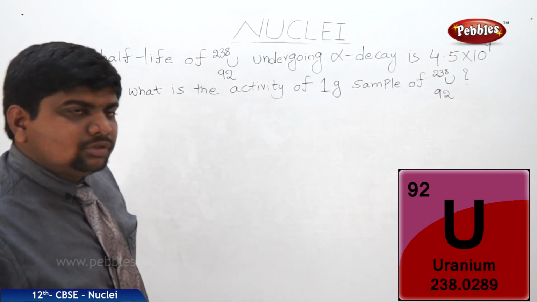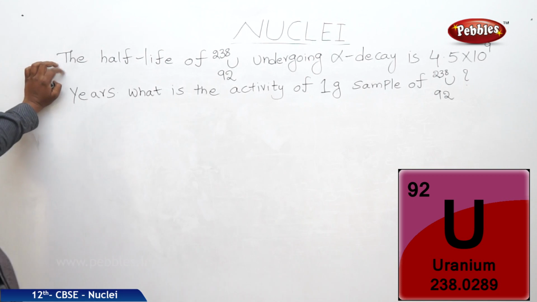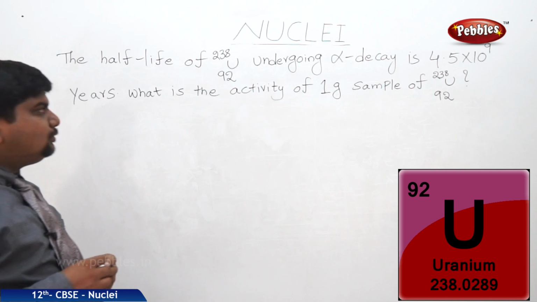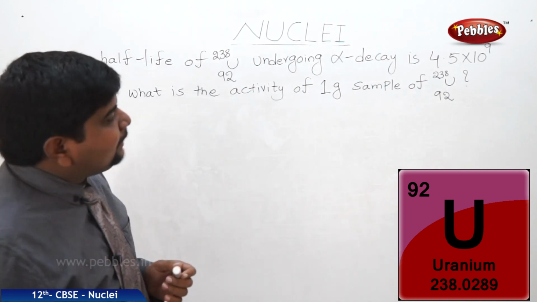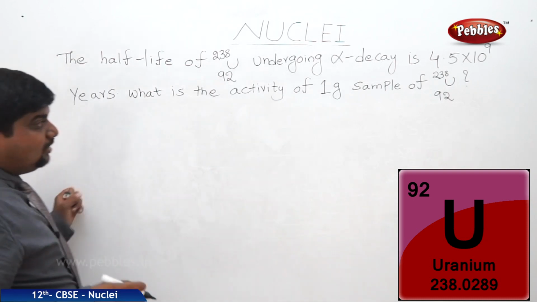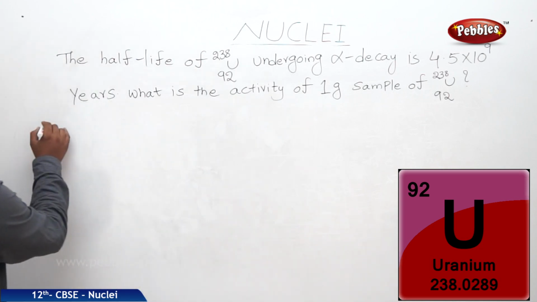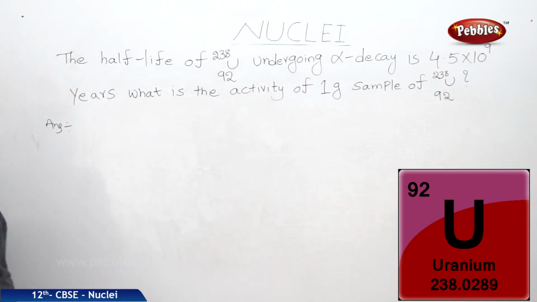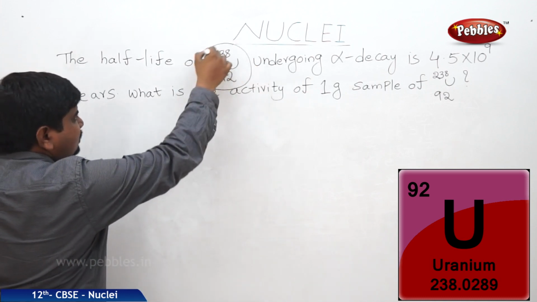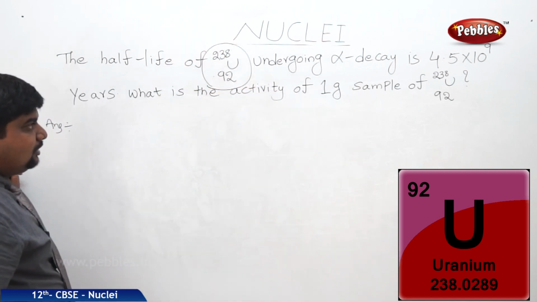Now we will see one problem which relates to the half-life and decays. Therefore, see the sample of uranium. The problem gives like this: the half-life of a 92 uranium-238 undergoing alpha decay is 4.5 into 10 to the power of 9 years. What is the activity of a 1 gram sample of 92 uranium-238? First of all, you should write what is the quantities given in the problem. 92 uranium-238 is going alpha decay, and its half-life is 4.5 into 10 to the power of 9 years.